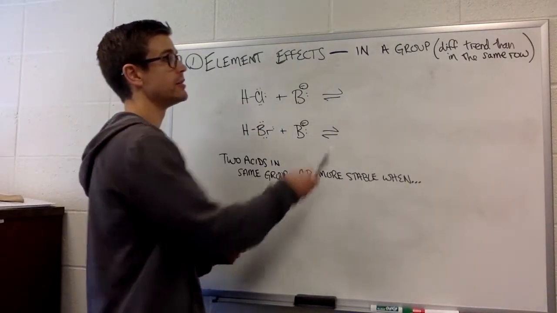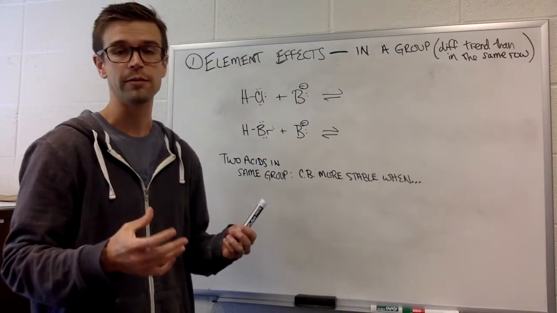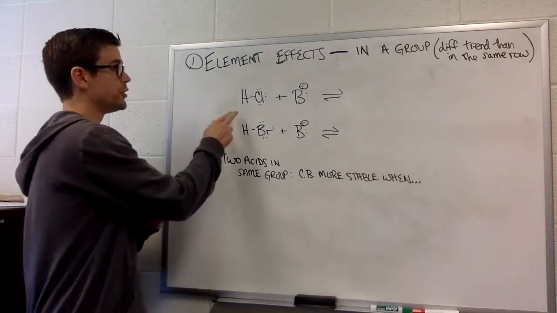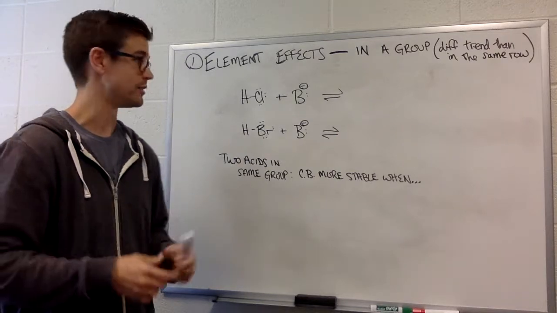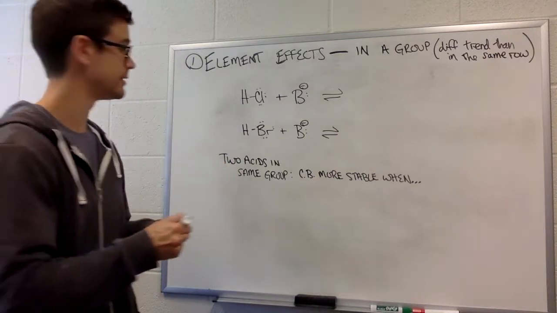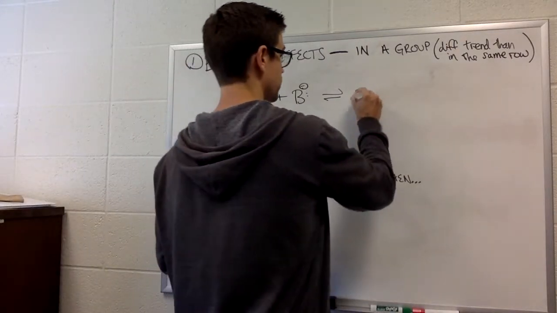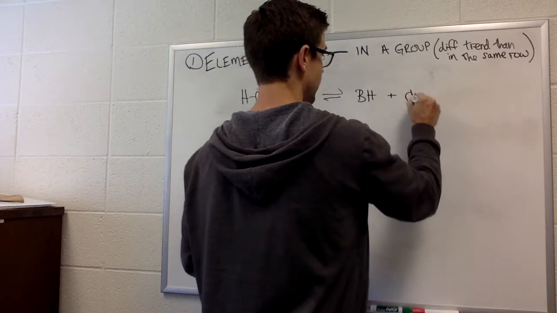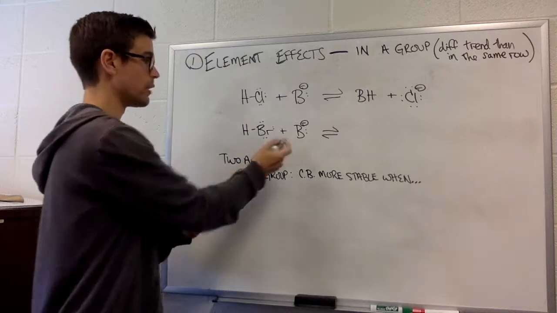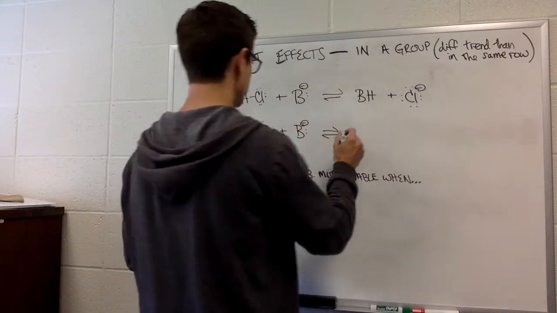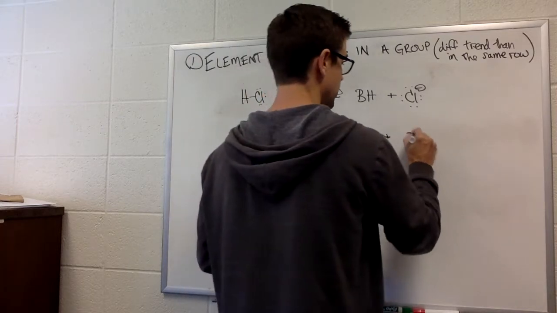I note here that if it's in a group, it's a different trend than if atoms are in the same row. So here we have two different acids, HCl and HBr, but we still have to do the same analysis. We need to look at their conjugate bases. The base will deprotonate HCl, resulting in BH+ and Cl-, and we'll run all four of those lone pairs. Same thing with base and HBr. The base is going to take away the hydrogen, leaving Br-.